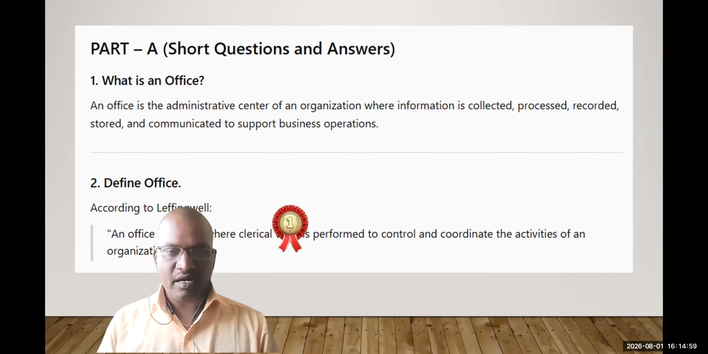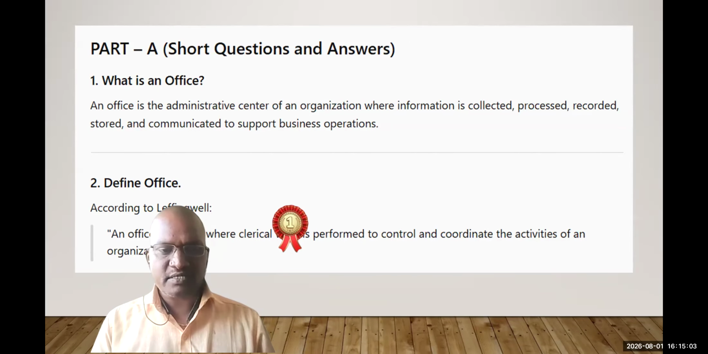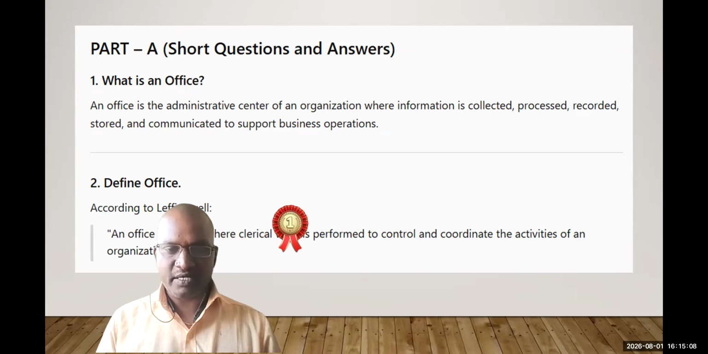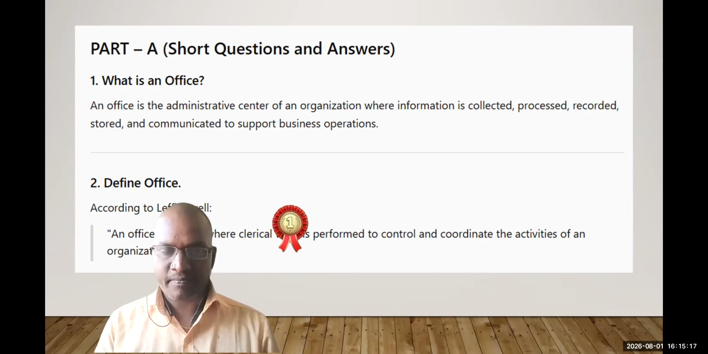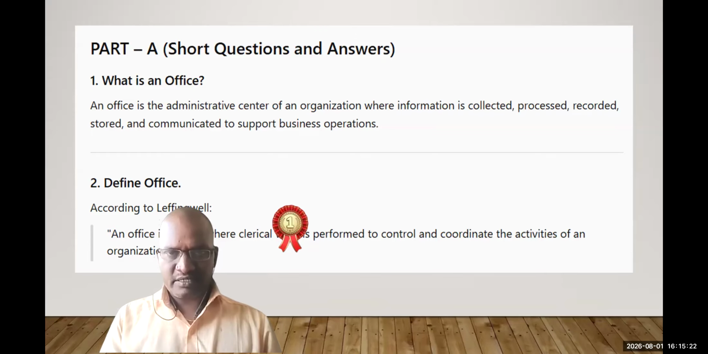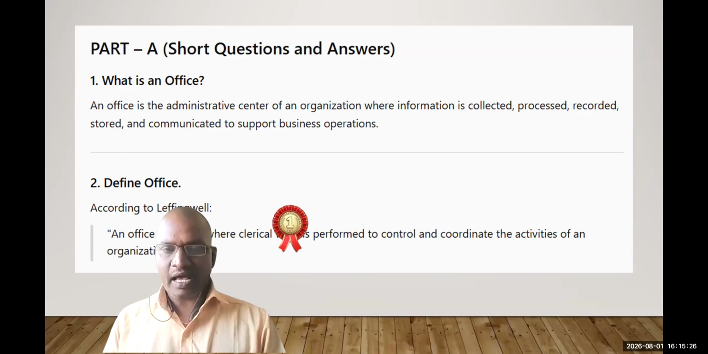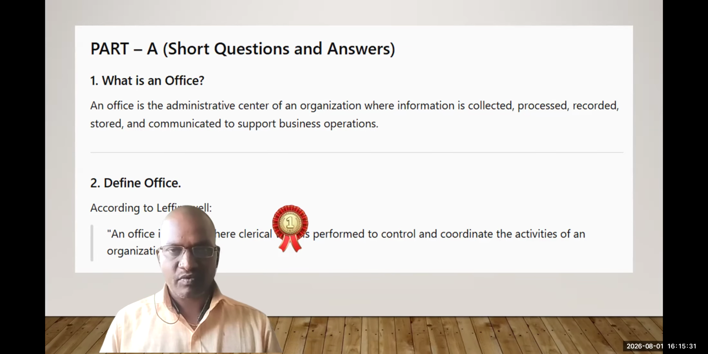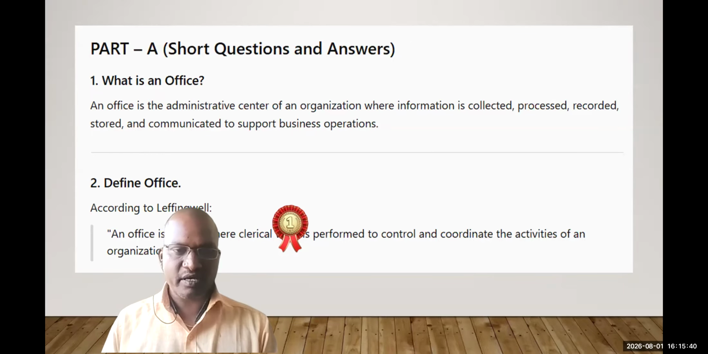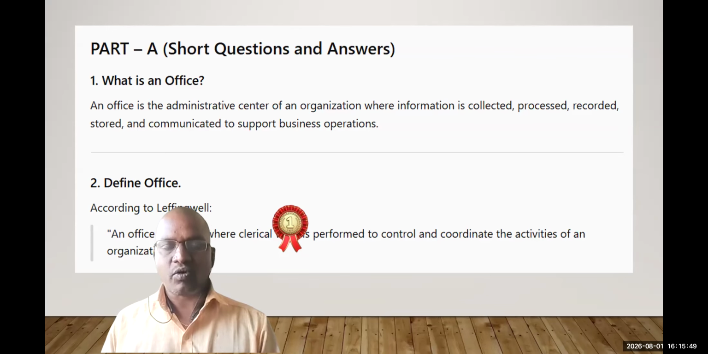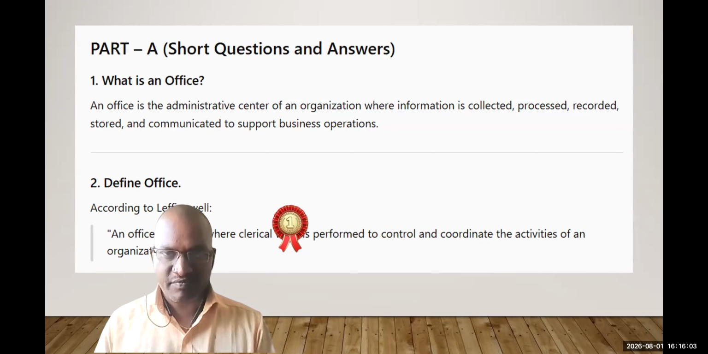So, the definition of office. According to Leffingwell, an office is a place where clerical work is performed to control and coordinate all the activities of an organization. You know that if you take one college, one industry, one organization, there is an office. That office will have the controlling power over all departments. So the office is a place where data from all departments are collected. According to Leffingwell, office is a place where clerical work is performed or carried out. Why do they carry out the clerical work? Only to control and coordinate the activities of an organization. Right? So that is an office as per the definition of Leffingwell.